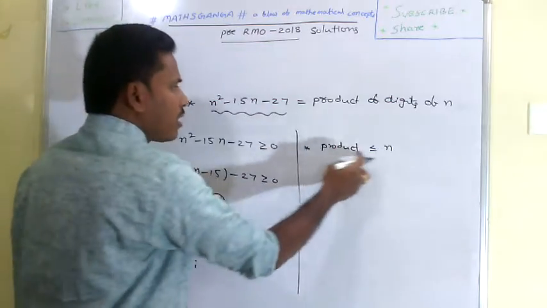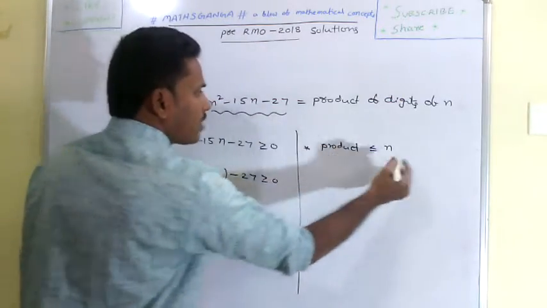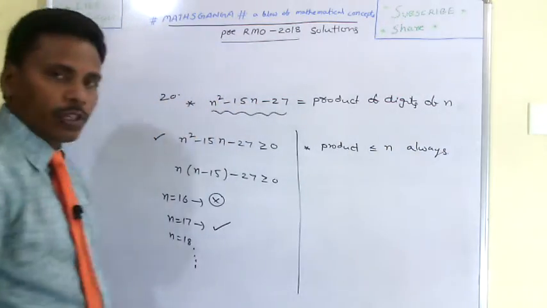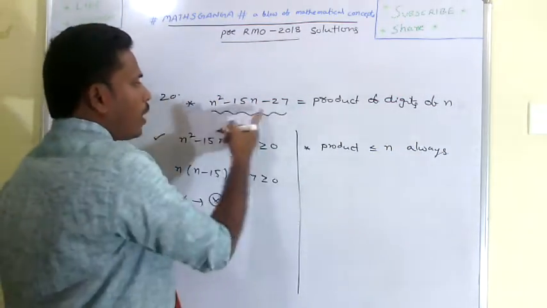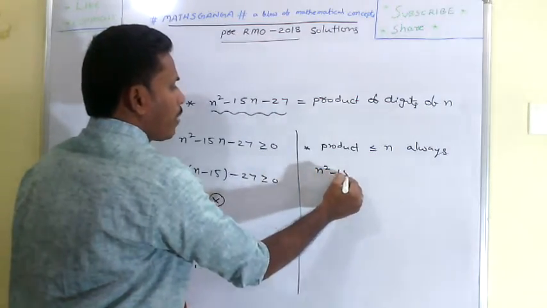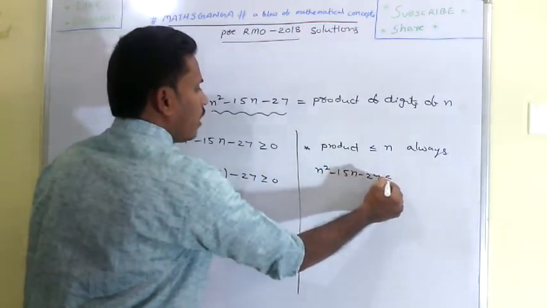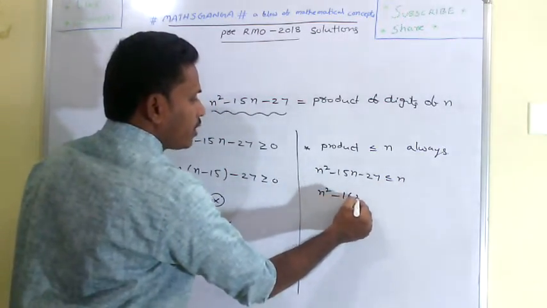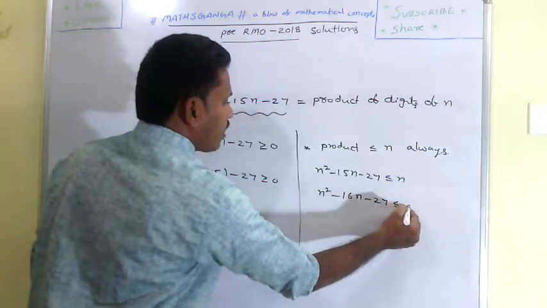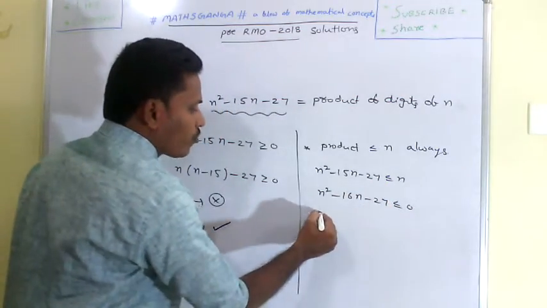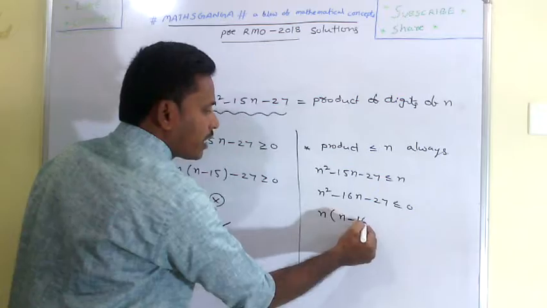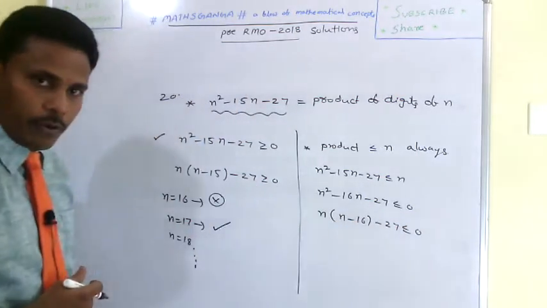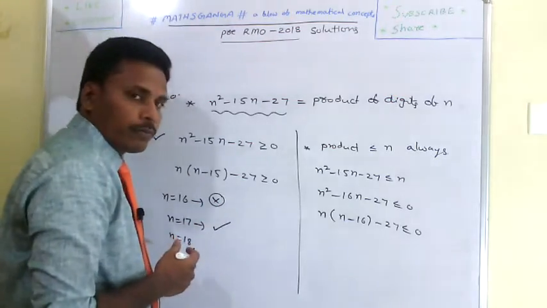Since the product of the digits is less than or equal to n, it will always happen. The product of the digits of a number is always less than or equal to the number itself. Right. What is the product of the digits here? n square minus 15n minus 27 is less than or equal to n. So if you move n to this side, n square minus 16n minus 27 is less than or equal to 0. Again I am going to restrict n. So n into n minus 16 minus 27 is less than or equal to 0. This must be negative.